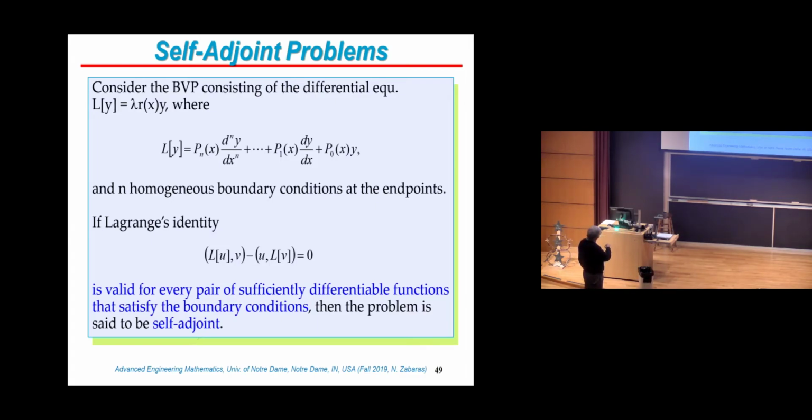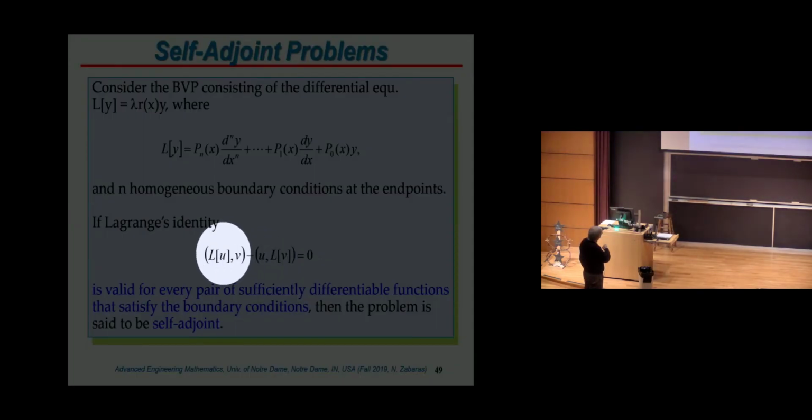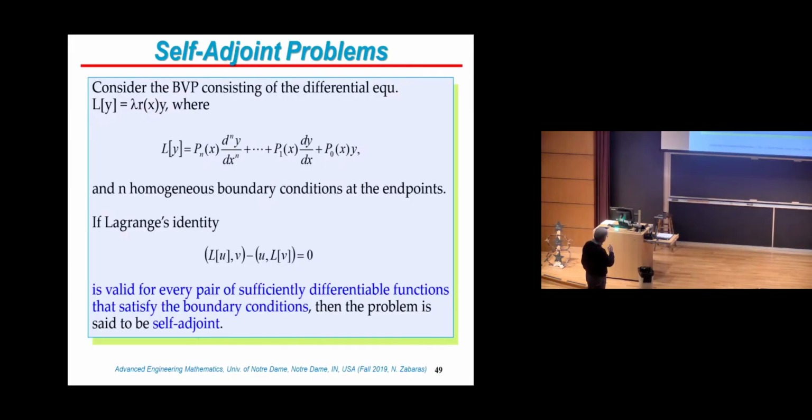But just remember, the only thing we did here is we integrated twice by parts, and we had to constrain U and V to satisfy the boundary condition, so everything dropped, and this came out equal to that, and we call this a self-adjoint problem.